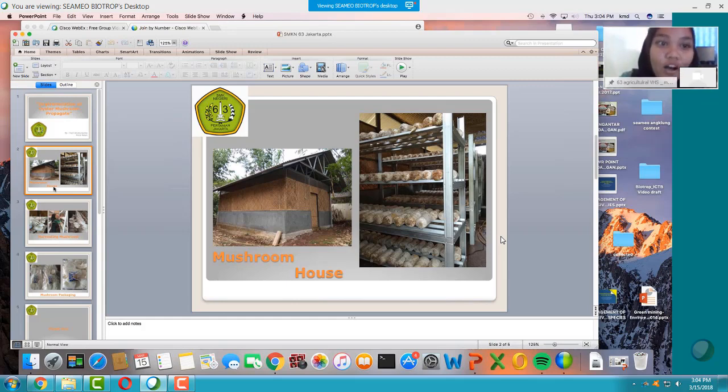It's our mushroom house. Its size is 5 meters by 7.5 meters. Our school built it about 2 months ago. Yeah, it's new. We have 1,200 baglogs inside for this time. We cannot make our own baglogs, so we bought baglogs from Biotrop Bogor. We really hope that in the future we will be able to make our own baglogs.